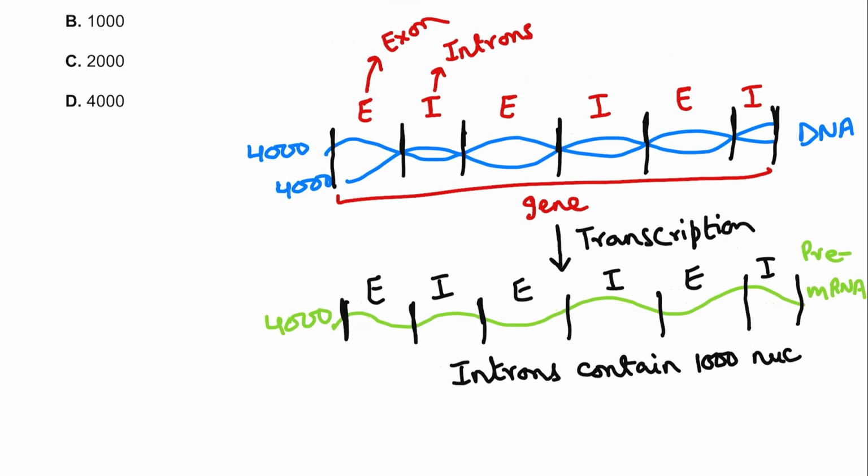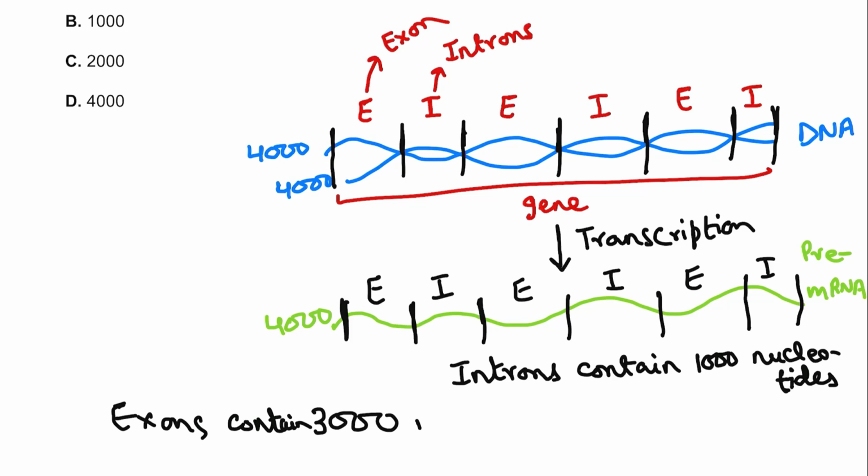Yes guys, it's 3,000. So 3,000 nucleotides are found in exons. So we can say exons contain 3,000 nucleotides. This means that 3,000 nucleotides are coding.